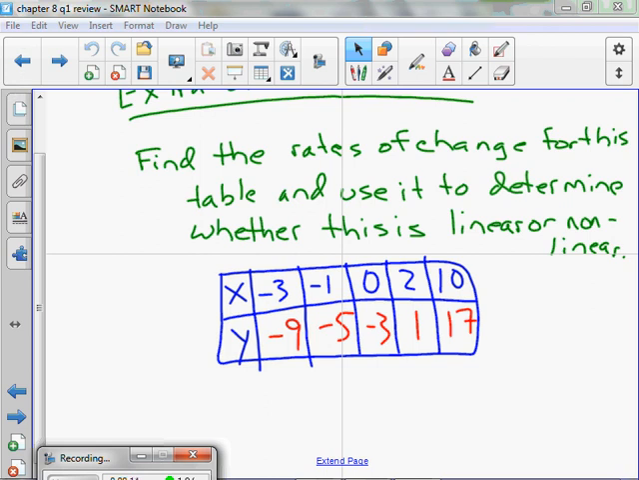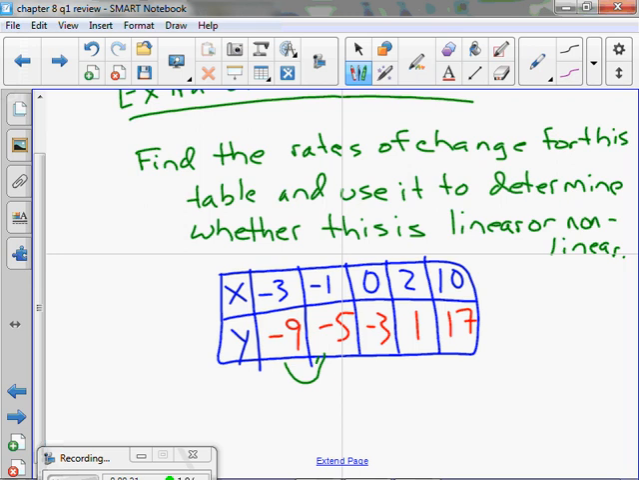All right, the first question that I have given out says find the rates of change for this table and use it to determine whether this is a linear or non-linear equation. Okay, so what I'm going to do is first find my x change and my y change.